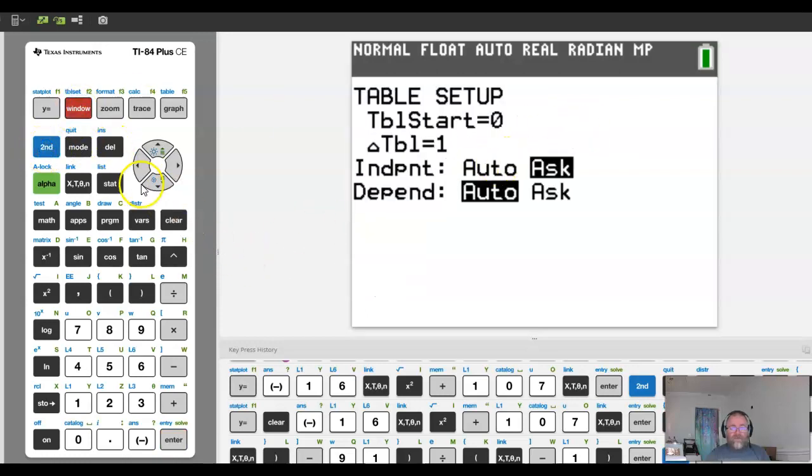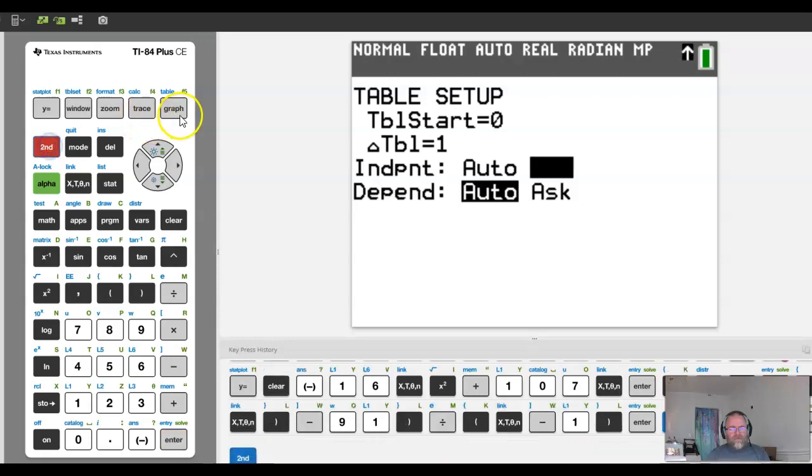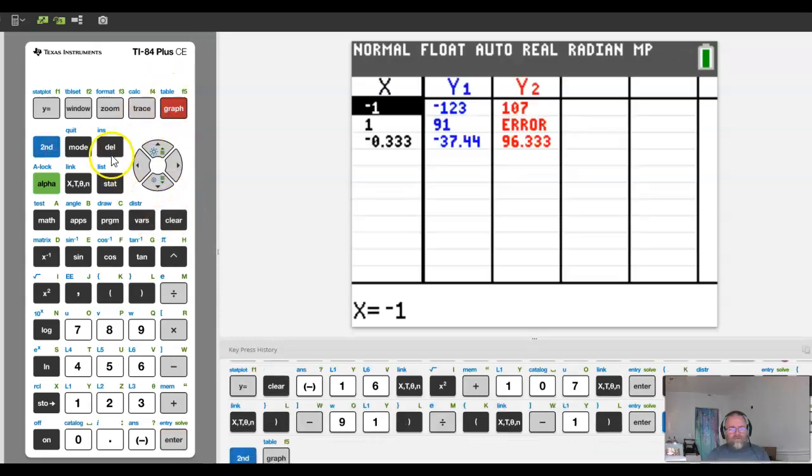Alright, the next part is the table, but before I go there, I'm going to do second window. Make sure that your table set is on ask. If it's not highlighted, hit enter. If you don't, you're not going to be able to put in your own values for x. It'll just list out a bunch of values, usually 1 through 10. Now we're going to go to second graph, which is our table. Let's delete what I have in here right now.